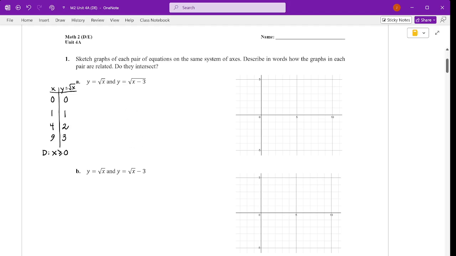Okay, so that's enough to plot some points here. We got 0, 0. We've got 1, 1. We've got 4, 2. And we've got 9, 3 right about there. If you connect those, you get a curve that looks like this. You can't quite tell, it looks like it flattens out, but it actually continues to go upwards forever.